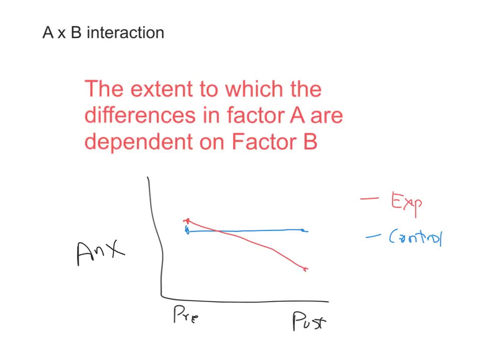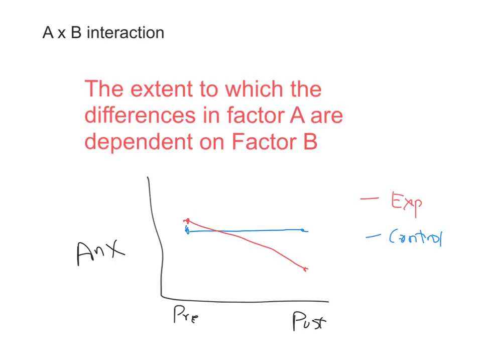Where what we're seeing is the extent to which we see changes from pre to post. So from differences in factor A, as you see in this definition, the extent to which we see differences or changes in factor A are dependent on whether or not the person is in the experimental condition or the control condition, or what condition they're in of factor B. That is showing an interaction. Visually, when you draw an interaction, what it would show is some form of non-parallel lines.